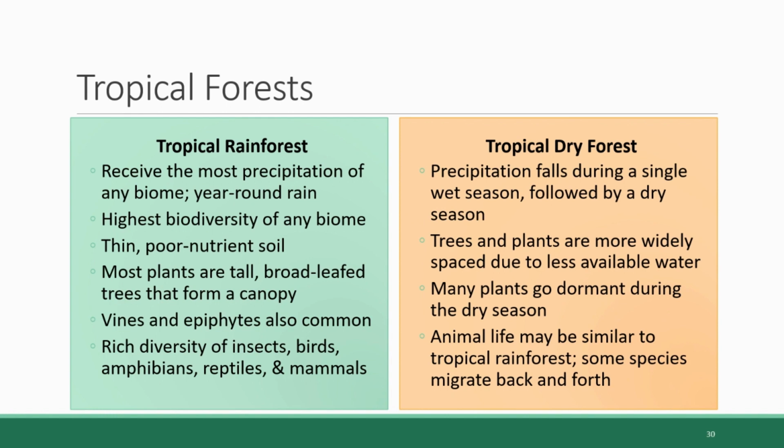And then animals in the tropical dry forest may be similar to the tropical rainforest, and in fact, because tropical dry forests tend to be physically adjacent to tropical rainforests, some species migrate back and forth between these biomes with the ebb and flow of the seasons.